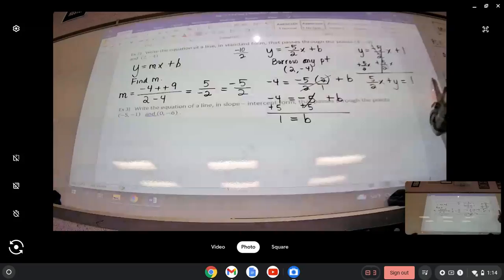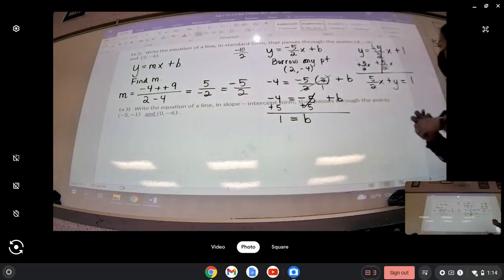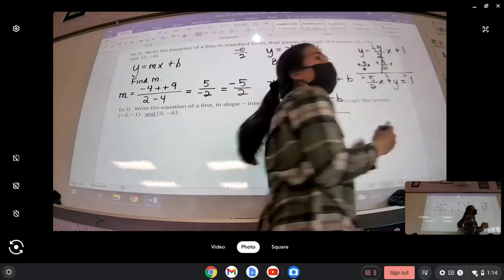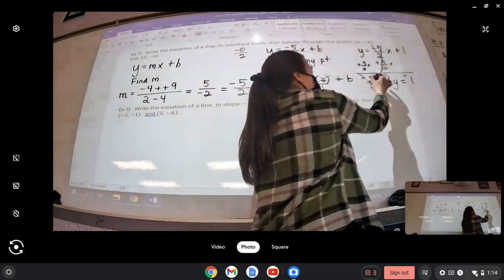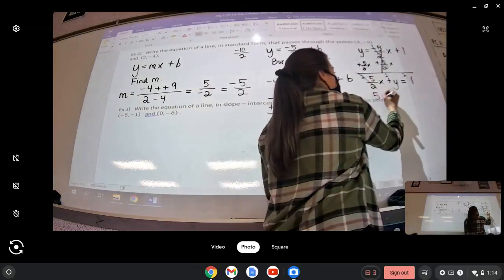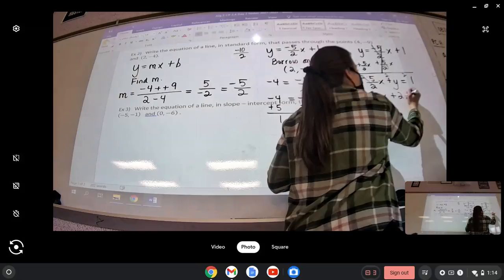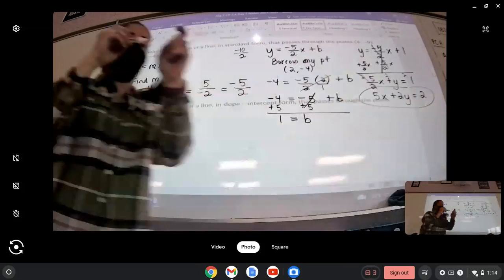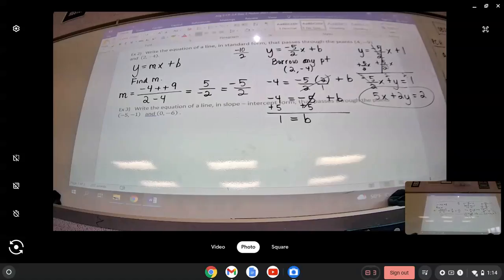Guys, who's the only bottom? 2. So 2 is our magic number. So multiply all your tops by 2, and then the fraction will go away. They will cancel. It'll leave you with 5x plus 2y equals 2. And there's the equation of your line. All right, you guys do the third one.